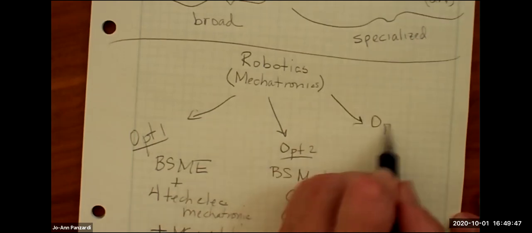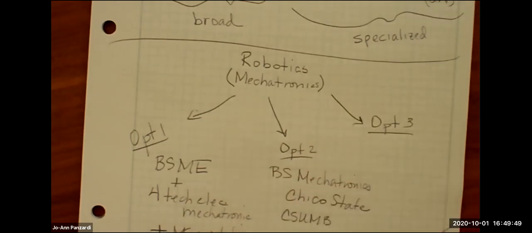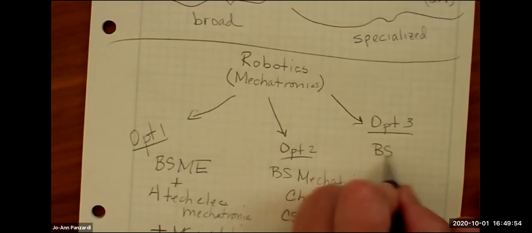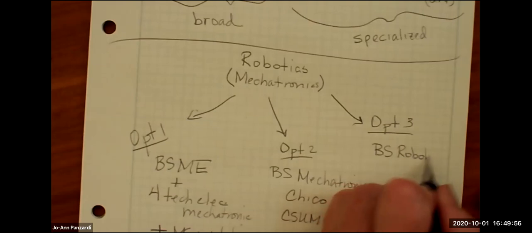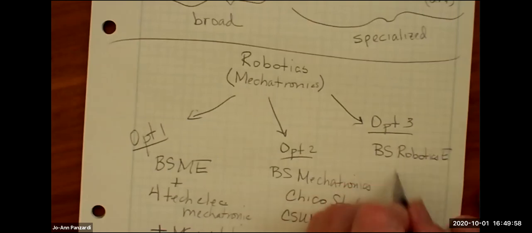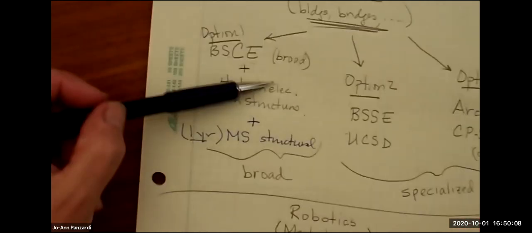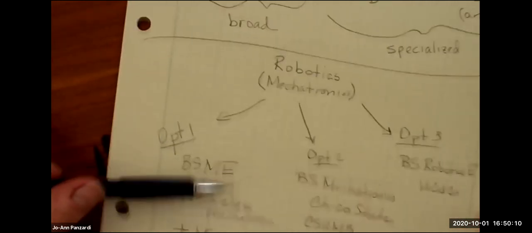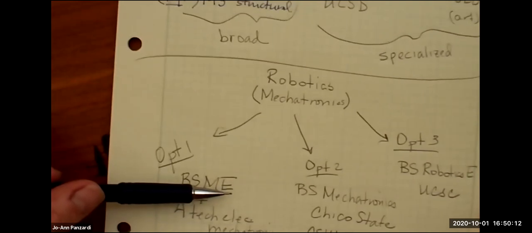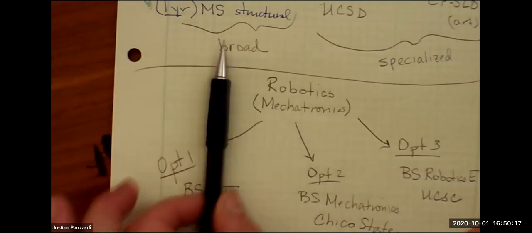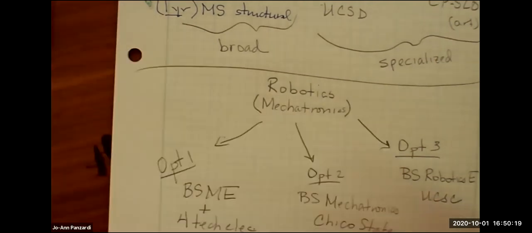There's a third option. And I'll just tell you what it is. It's also specialized: a BS in robotics engineering. And UCSC has that program. So I gave you two examples. I gave you a civil engineering example, I gave you a mechanical engineering example, but we could do this in many different things. You have the option of getting a broad degree or a specialized degree.